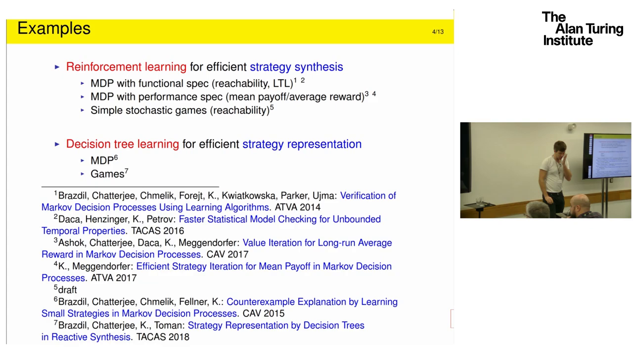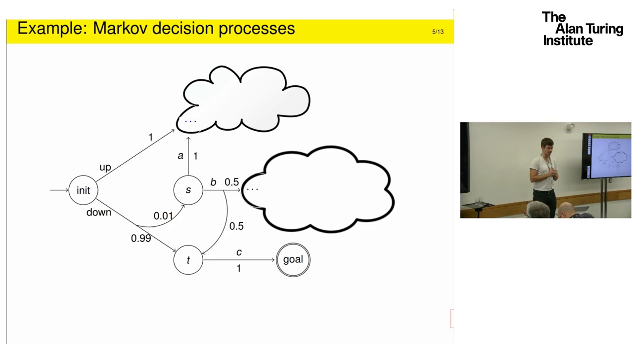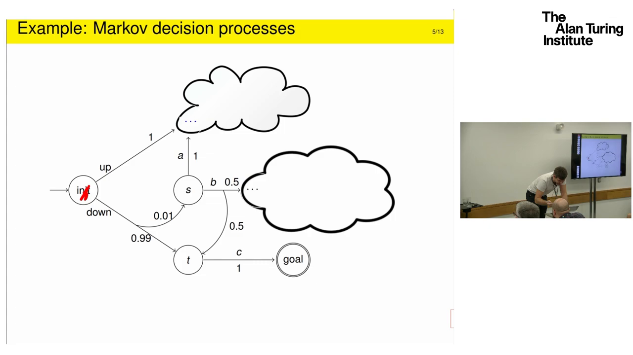In this talk, I'm going to entirely focus on Markov decision processes and the simplest objective of reachability. So what is that? Here we have an example of a Markov decision process. I'm really sorry, I cannot... Oh, I now can. This is very interesting. So I should use the opportunity while it still works.